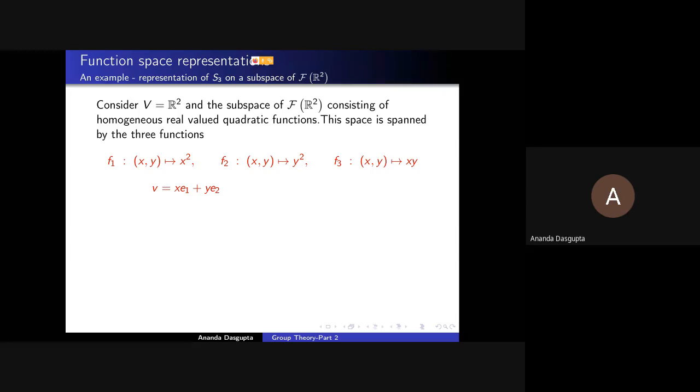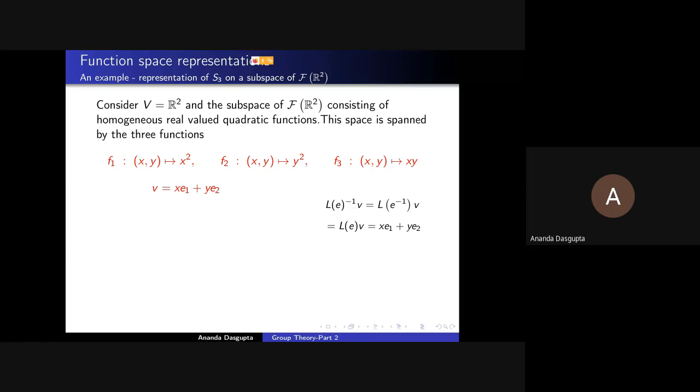So let's see in this particular example what happens. To find out the function space representation of the group element E, what we first need to do is apply L(E inverse) on v, and then find out what happens to F1, F2, F3 under that, and then we can use that to write down our 3x3 matrix. L(E inverse), of course, is L(E)'s inverse. That's easy to check. That's L(E). No problem. And after all, L(E) is identity, so it doesn't matter whether you invert it or not.